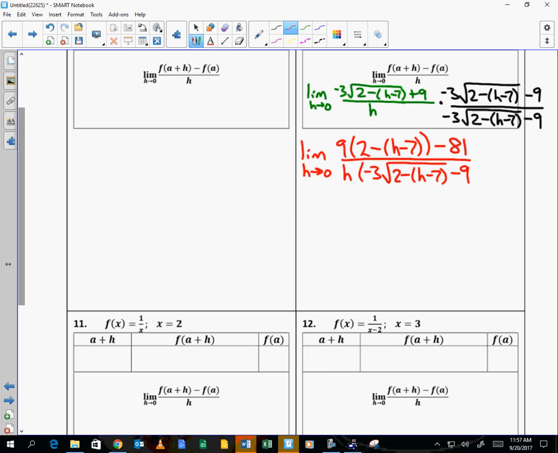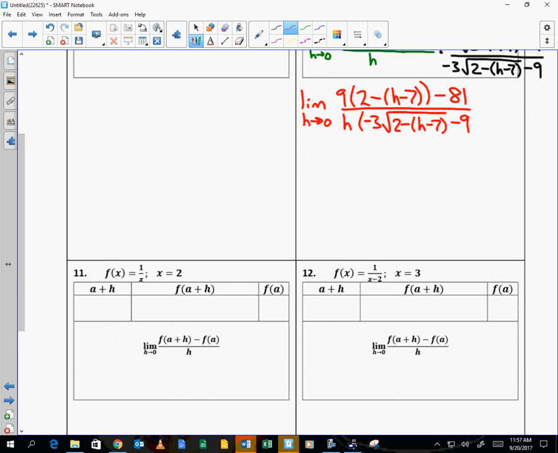So for those of you who were missing the algebra that you got so used to loving over the years, this is the algebra of calculus. So you're going to do a lot of algebra in this unit. Okay. Limit as h goes to 0 of. Distribute the 9. What do you get? 18 minus 9h. I think it's going to be a plus 63, isn't it? Plus 63 minus 81.